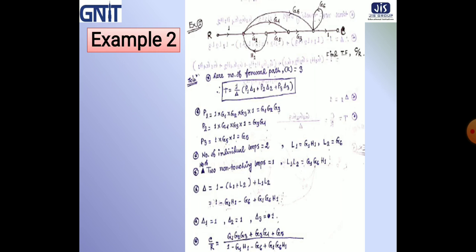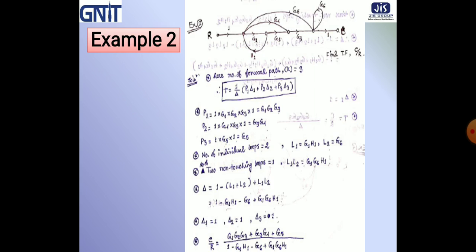Just look at the figure. In this path we will go from R to C. So this is one forward path, and this is another forward path, and this is another forward path. So there are 3 forward paths. If we consider these paths, then these two nodes are visited more than once. So this is not a forward path. So here the number of forward paths is 3.